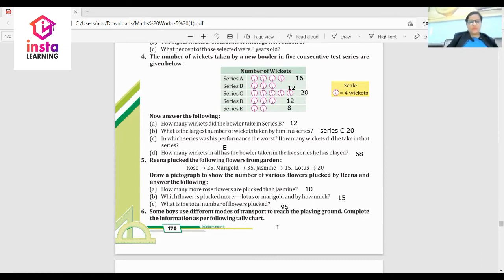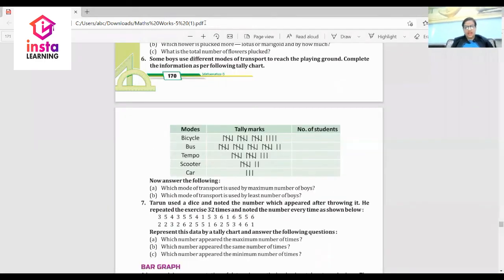Okay, now some boys use different modes of transport to reach the playing ground. Complete the information as per the following tally chart. The tally chart is given, you have to see that tally chart and write the number of students. So just write here 5, 10, 15, and 19.